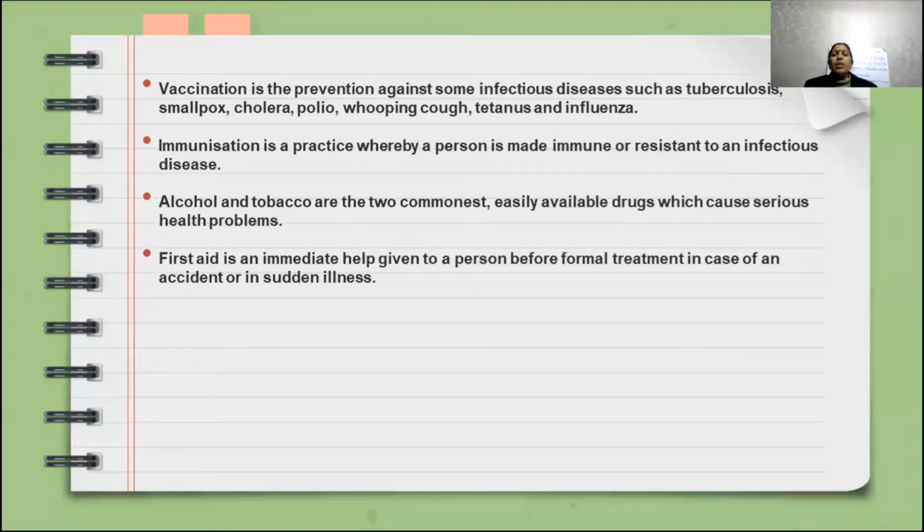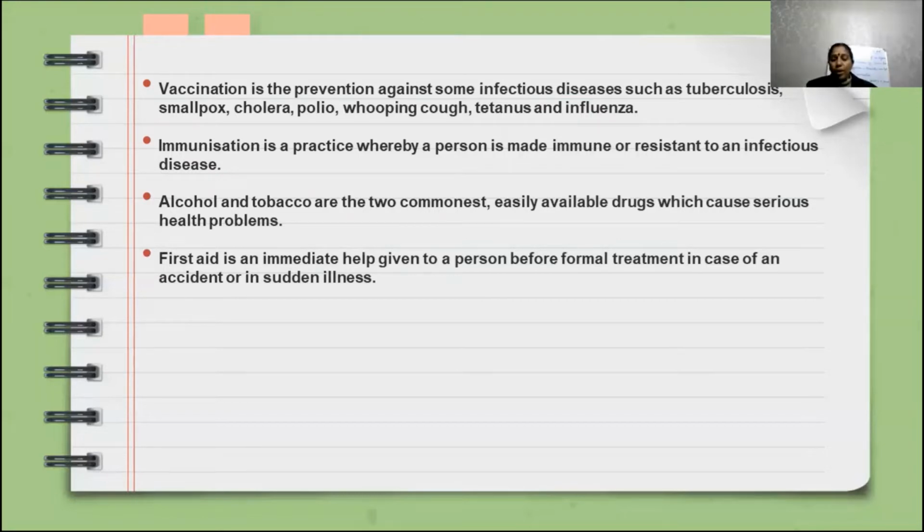Vaccination is available in the medical field, and we can take prevention against different kinds of infectious diseases. For example, this chapter includes different diseases and their vaccination process, diseases like tuberculosis, smallpox, cholera, polio, whooping cough, tetanus, and influenza. Before going to the explanation of all these topics, first we go to the main topic of the chapter, that means the two types of diseases.